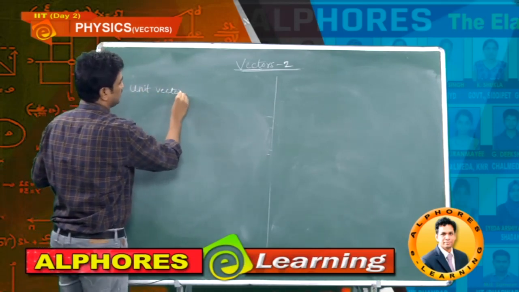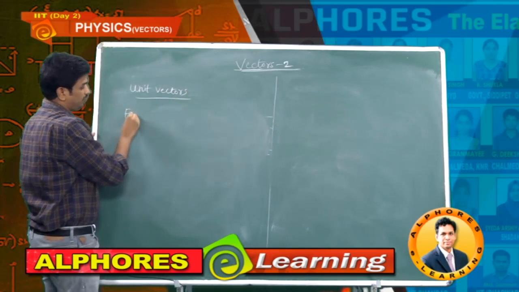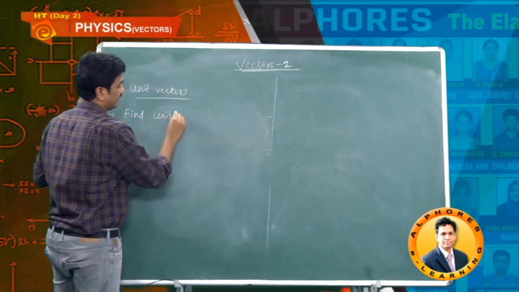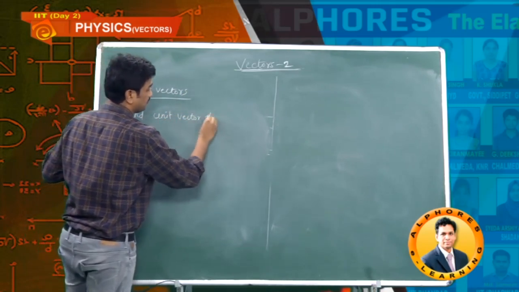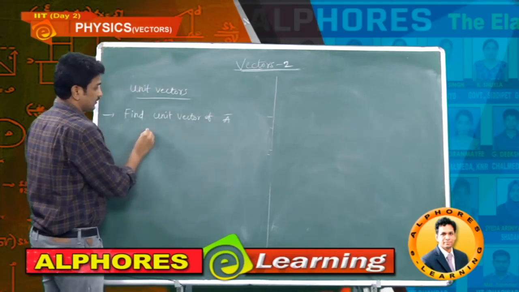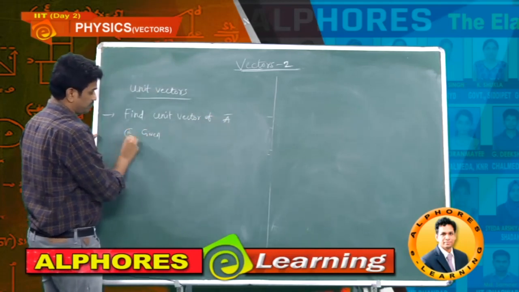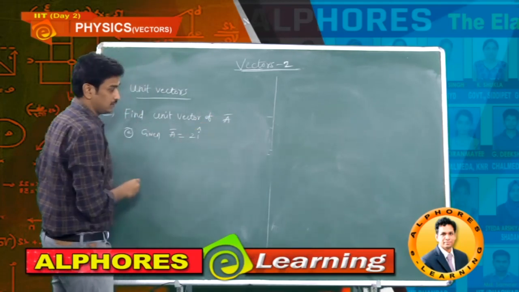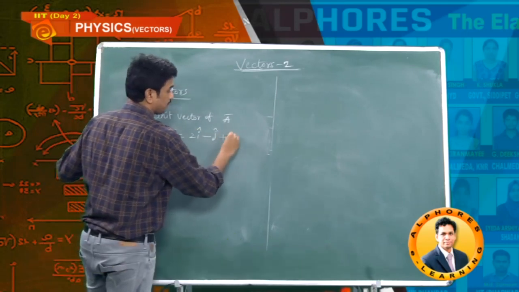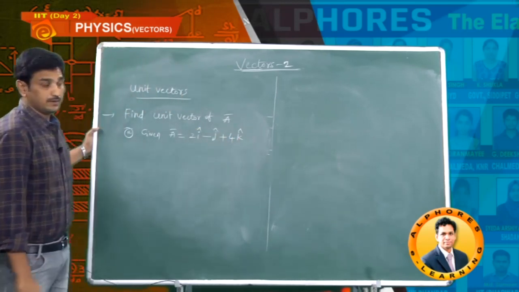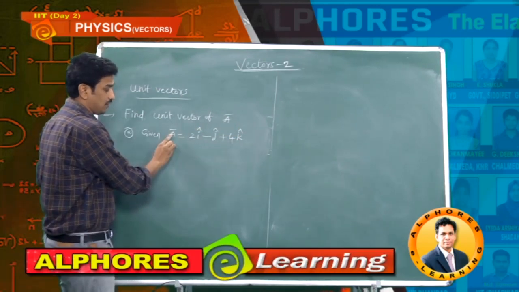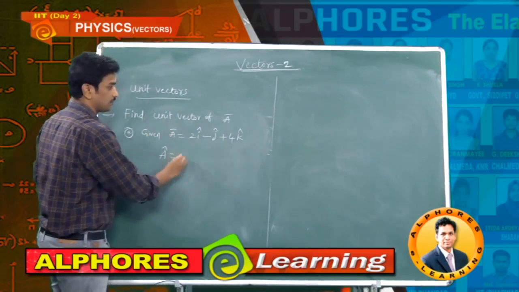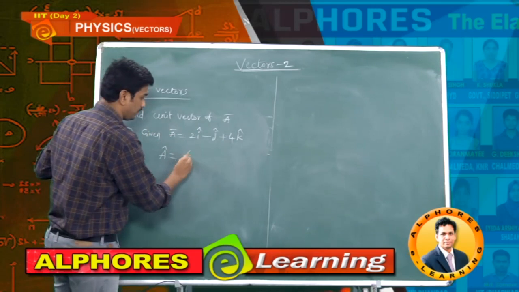Unit vector. Now find, it's a numerical, the unit vector of A bar. Given in the first question, A bar is equal to 2 I cap minus j cap plus 4 k cap. Now this is the given vector. Now we should calculate the unit vector of A bar. A cap, you know the definition of A cap?